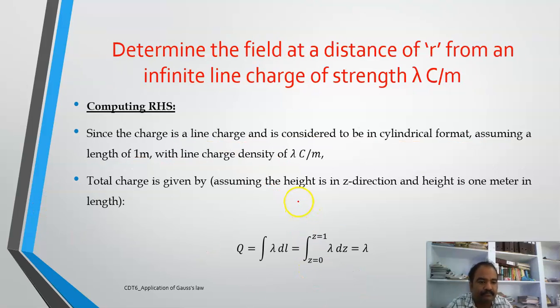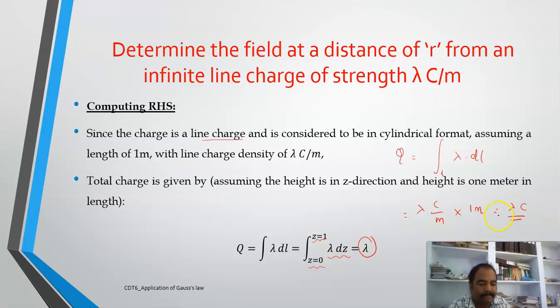Right hand side. On the right hand side, if you see, since the charge is a line charge and line charge density has been given, we know that Q is equal to integral of lambda dl, over the entire length. So how much length am I considering now? I am considering only 1 meter, right? So z is equal to 0 to z is equal to 1. So what will I be getting? I will be getting only 1 lambda. Because it is lambda coulomb per meter, right? I am considering only 1 meter of the length. So it is lambda coulombs.